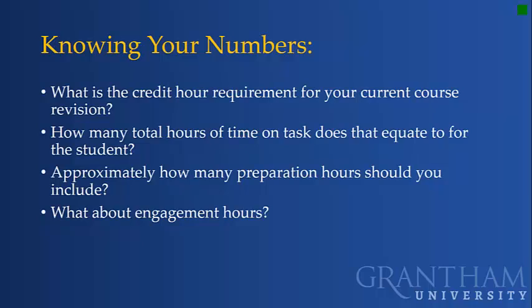Question 1. What is the credit hour requirement for your current course revision? This information should be provided in the course catalog or on the contract agreement. Question 2. How many total hours of time on task does that equate to for the student? Remember, each credit hour should equal 45 hours of time on task.